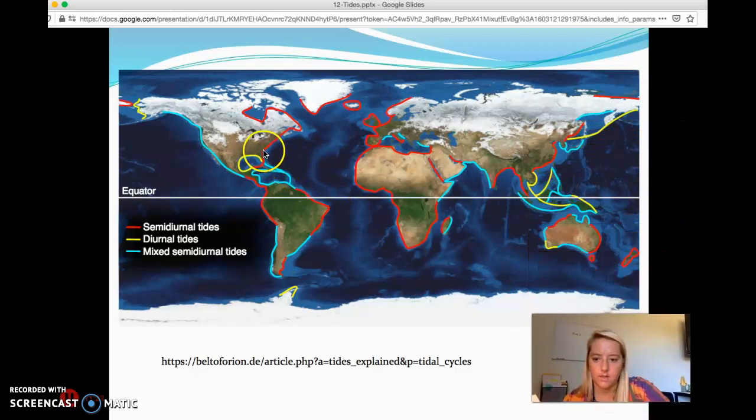Right here you can see the East Coast, we are semidiurnal, and then if you look in the Gulf of Mexico, like Florida, we are diurnal, meaning one high tide and one low tide. We have two high tides and two low tides, and you're going to see that all the way up into Maine and parts of Canada, Greenland, Britain, most of Africa. You see mixed semidiurnal tides, which is that weird one we didn't really talk about.